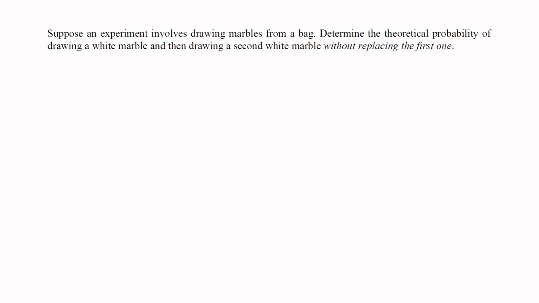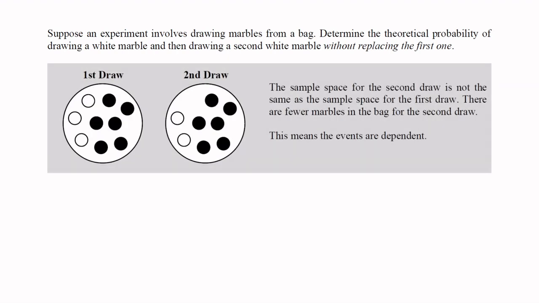Suppose an experiment involves drawing marbles from a bag. Determine the theoretical probability of drawing a white marble, then drawing a second white marble without replacing the first one. So the sample space for the second draw is not the same as the sample space for the first draw. There are fewer marbles in the bag for the second draw, meaning that the events are dependent. The second draw depends on what happens in the first draw.